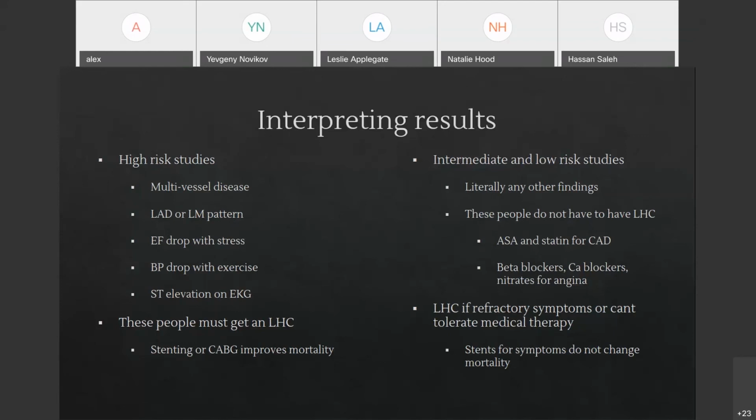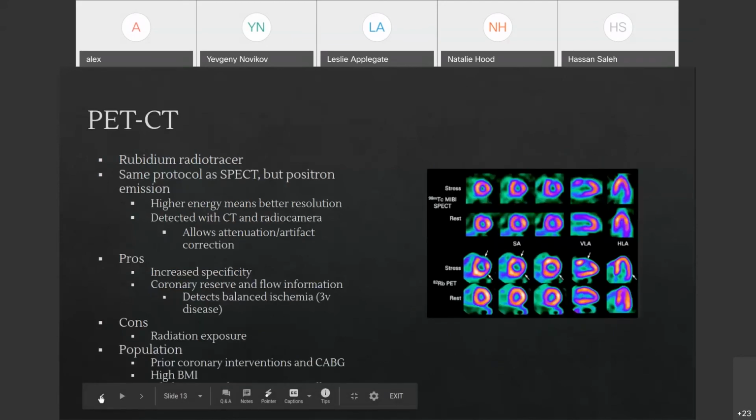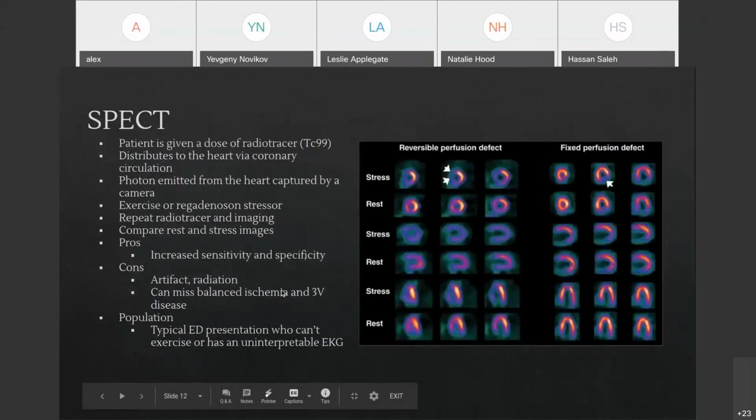So TID is what's termed transient ischemic dilation. It is a finding that you can see on a SPECT that can sometimes hint that somebody has balanced ischemia or three vessel disease. What it is, the software will measure the circumference of the cavity at rest and at stress, and it comes up with a ratio of the stress cavity size to the rest cavity size. So transient ischemic dilation is just what it sounds like. It's dilation of the cavity with stress as compared to rest.